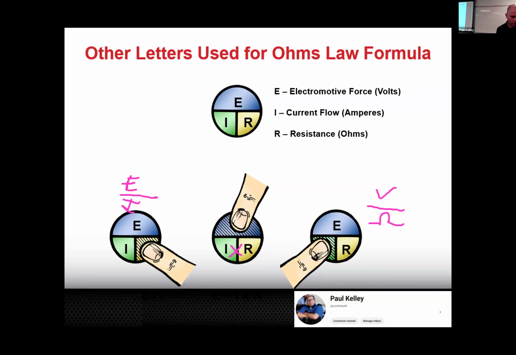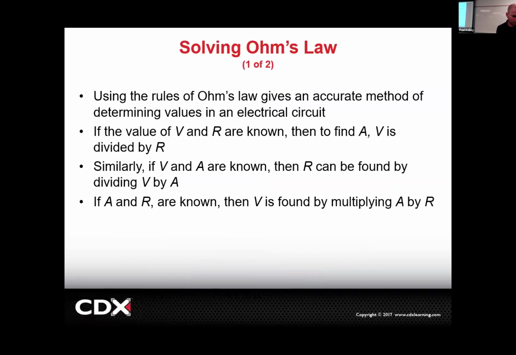All right, so with that, you can consider drawing that little circle. Sometimes we draw it as a triangle too. I'm going to show you a few different ways. And that's kind of where we were going here. I'll summarize this for you. If you know V and R, then to find A is V divided by R, right? So this is one way to remember this.